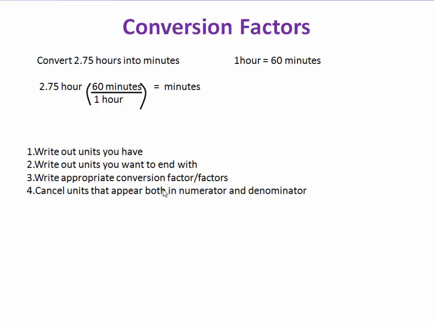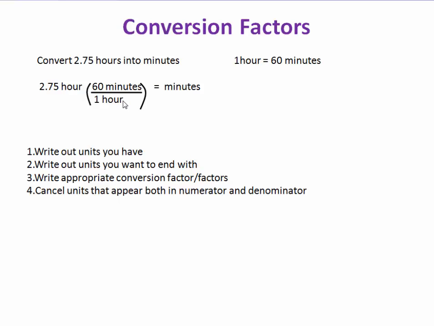Then we write the appropriate conversion factor. Now the appropriate conversion factor is either given to us or we should know it. So in this one we should know that 1 hour is 60 minutes. That's our conversion factor. Now which way round should we write this? Should we write 60 over 1 or 1 over 60 to get our conversion factor? We get this by looking at the units.